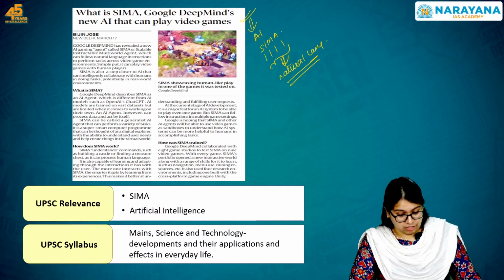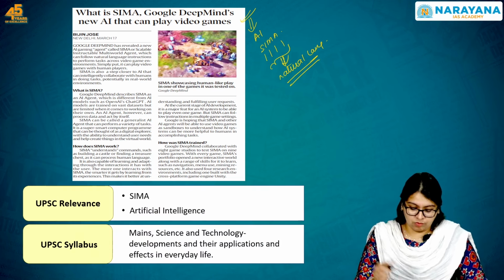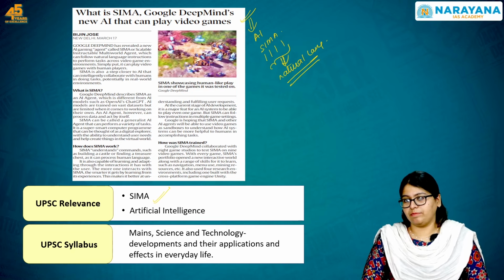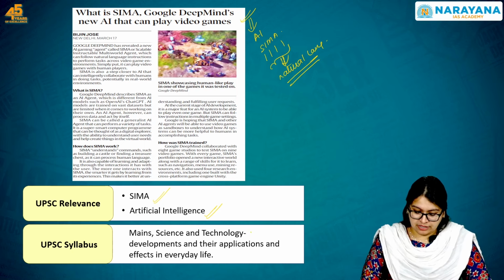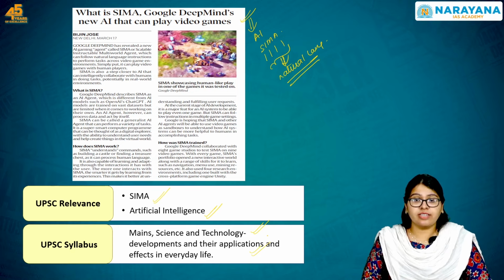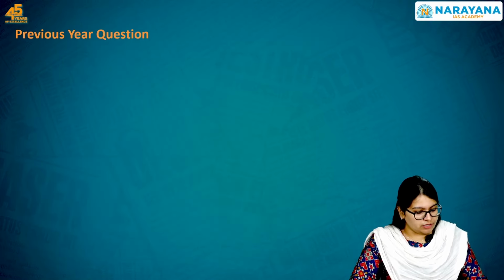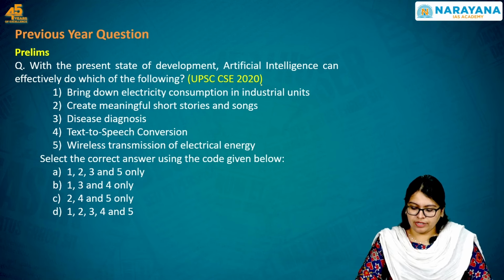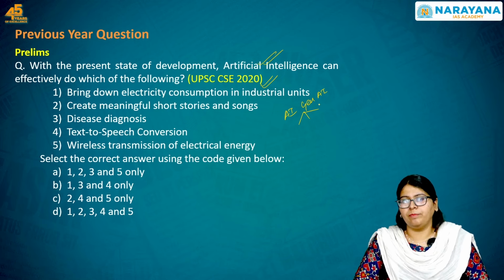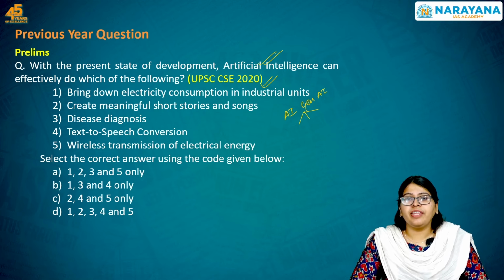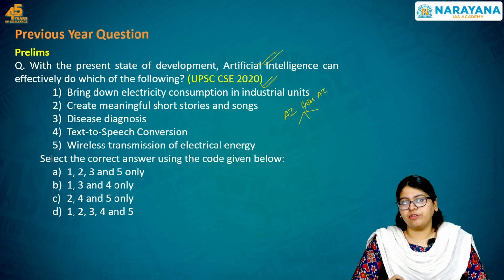Okay, so it basically behaves like a virtual buddy. Now it is as fascinating as it sounds. Here we'll be understanding this particular AI agent SIMA, and it is an integral part of artificial intelligence, and this can be mapped to GS Paper 3 Mains: science and technology developments and their applications and their effects in everyday life. So moving on to the previous year question, there has been a question in 2020 which directly asked about the applications of artificial intelligence. So, if you know what is artificial intelligence, what is generative AI, and what are their applications in different fields like medicine as well as environment, and now entertainment like video games, all these are very important for your Mains as well as your Prelims examination.